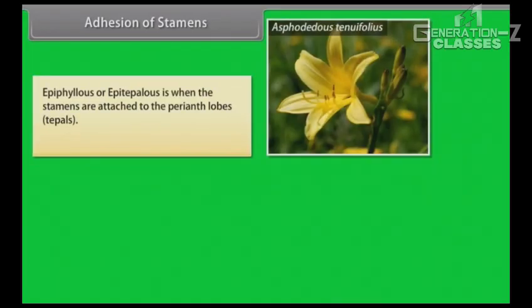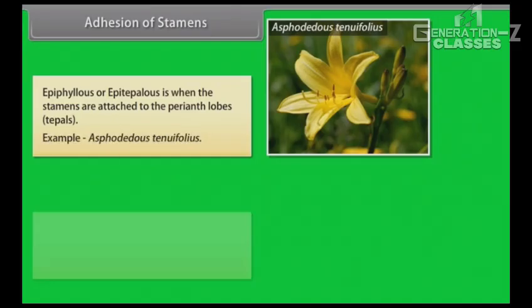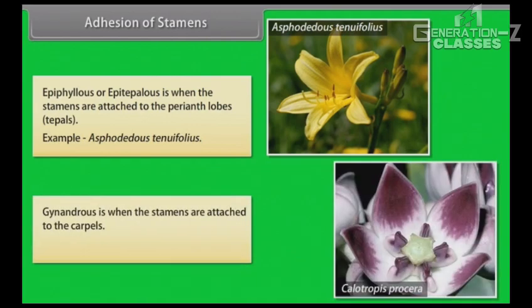Epiphyllous or epitepalous is when the stamens are attached to the perianthal lobes, tepals. Example, Asphodelus tenuifolius. Gynandrous is when the stamens are attached to the carpels. Example, Calotropis procera.